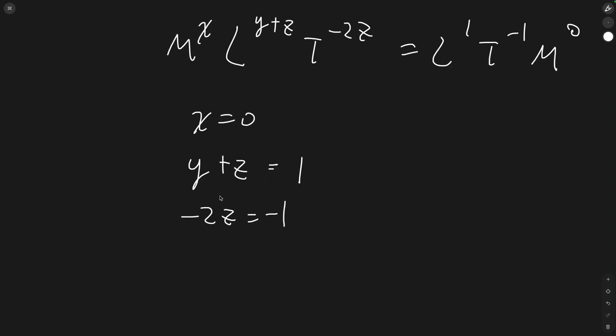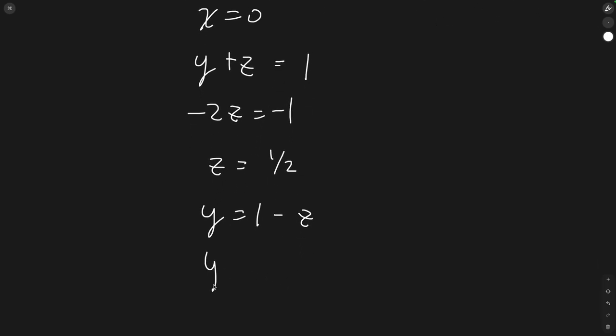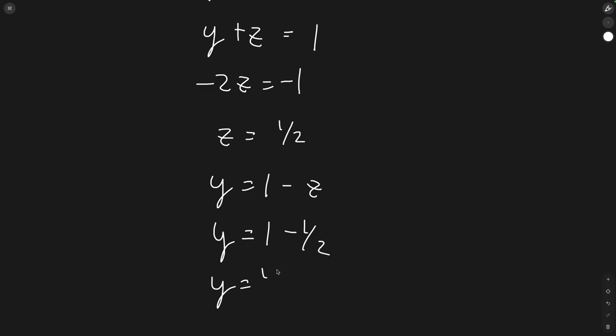Okay, so X is 0. And then it looks like Z is positive a half. So Y is 1 minus Z. That's going to be 1 minus a half. That means Y is also a half.